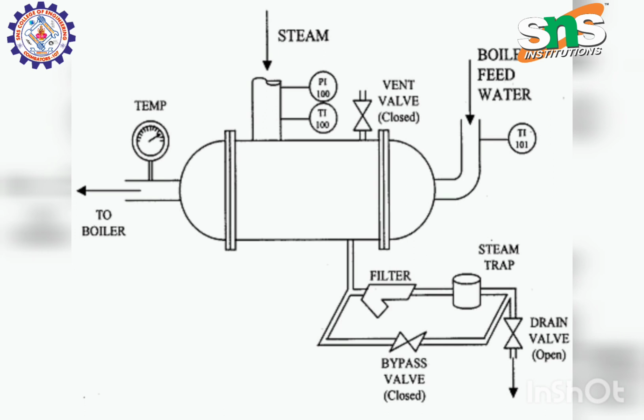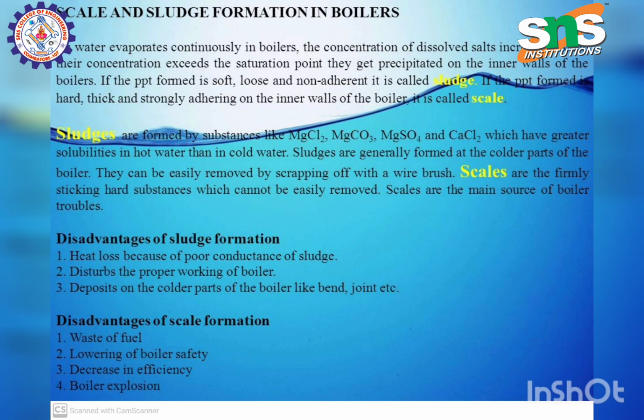First we move on to the sludge. If the precipitate is loose and slimy, it is called sludge. The sludges are formed by substances like magnesium chloride, magnesium carbonate, magnesium sulfate and calcium chloride. These have greater solubilities in hot water than in cold water.